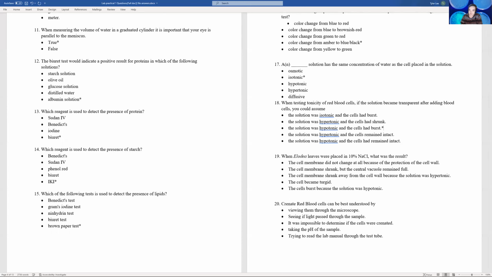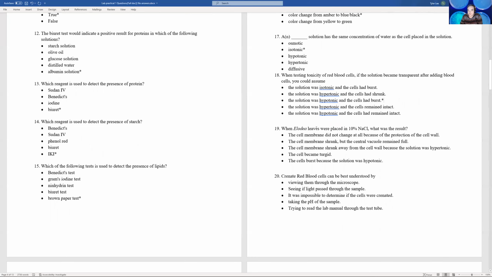So in that case, it would be hypotonic, because if something is hypotonic, it means that there is less concentration of solutes or salts on the outside of the cell, which means that the water will be attracted to the inside of the cell, which means that water will flood into those cells and then cause them to burst or lyse. Lysing, or to lyse, is the term for an animal cell that bursts. So hypotonic, cell bursts.